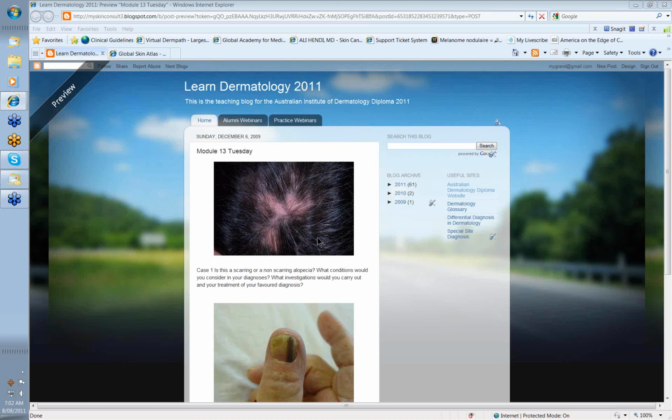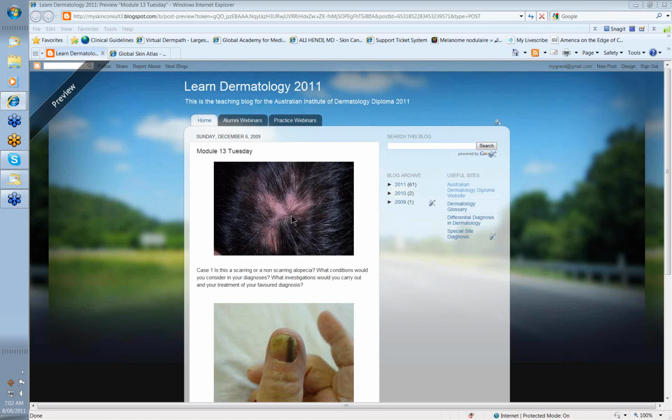Okay, two cases. The first one, and unfortunately I can't enlarge these images on this preview version, I've said is this scanning or non-scanning alopecia. What conditions would you consider in your diagnosis? What investigations do you carry out in your treatment?